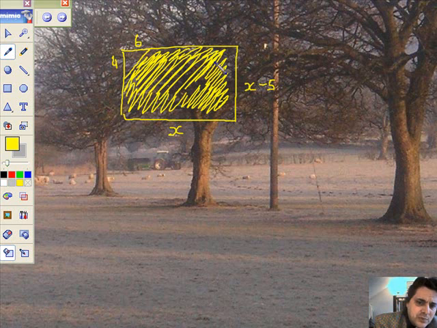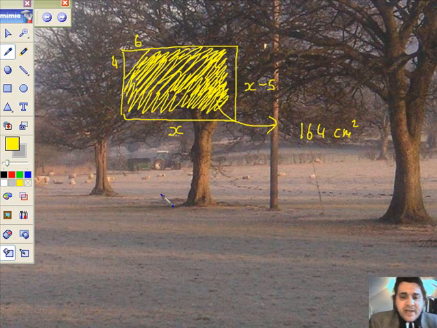And I'm also told that this shaded area has a certain value. So an arrow down there, and the shaded area comes to, I haven't got a clue, 164 centimeters squared. Now I'm told, show that the shaded area is x squared minus 5x minus 12 centimeters. Now, this is what happens in exams.